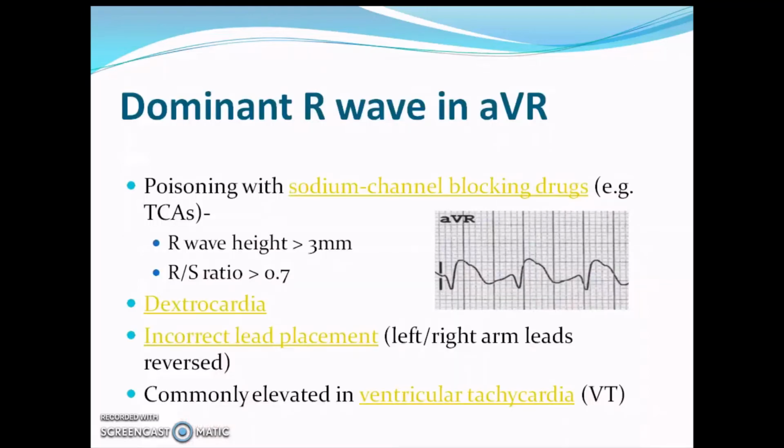What are the other causes of a dominant R wave in AVR? In tricyclic antidepressant poisoning, such as amitriptyline, the R wave will be positive in the AVR. The R wave height will be more than 3 mm, and the R by S ratio is more than 0.7. So there is a taller R compared to S. And dextrocardia and incorrect lead placement also commonly elevate the R wave. In ventricular tachycardia, the R wave will have a positive or negative discordance.